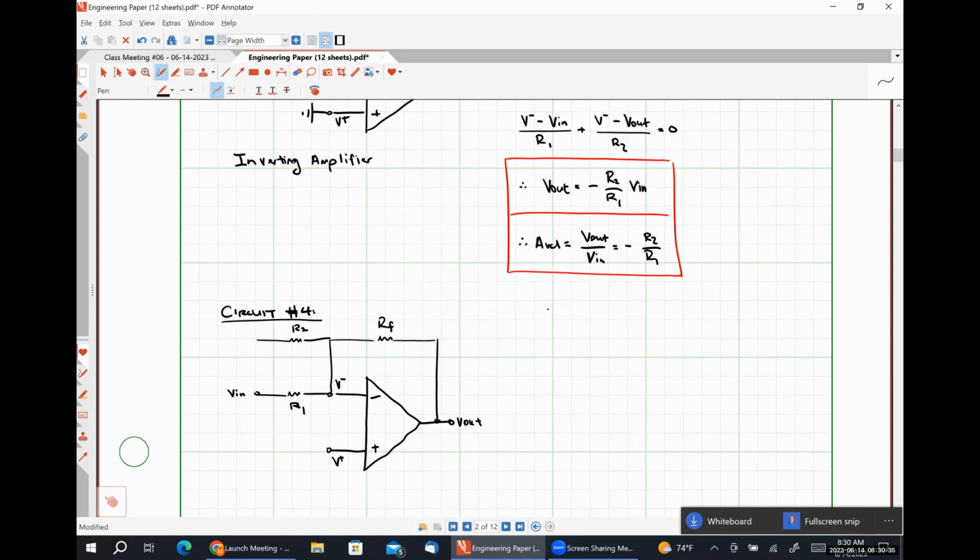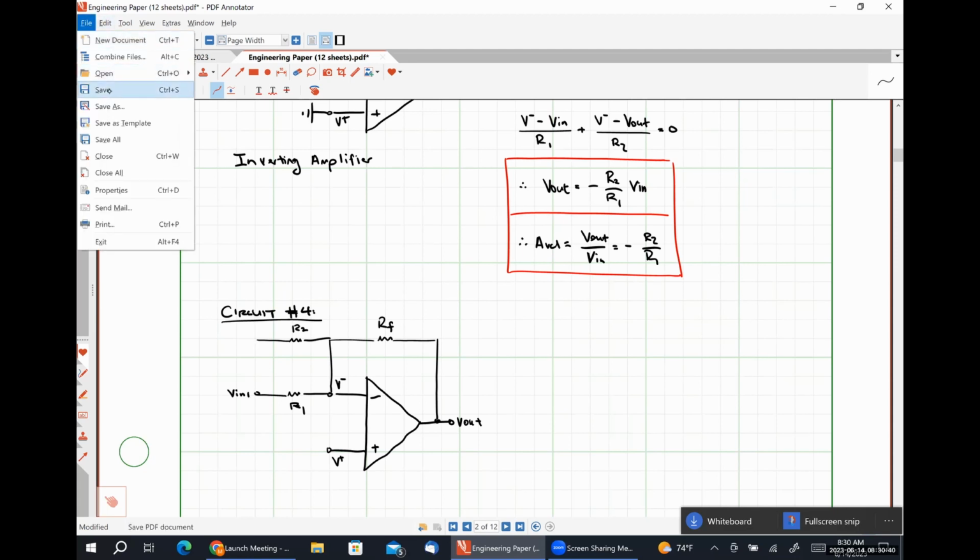Give me just a second. This program is going to continue to give me this error until I restart it. So let me save this.